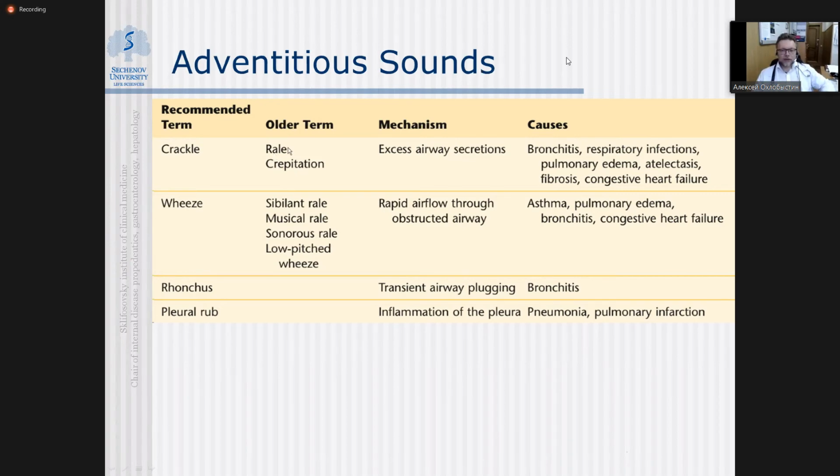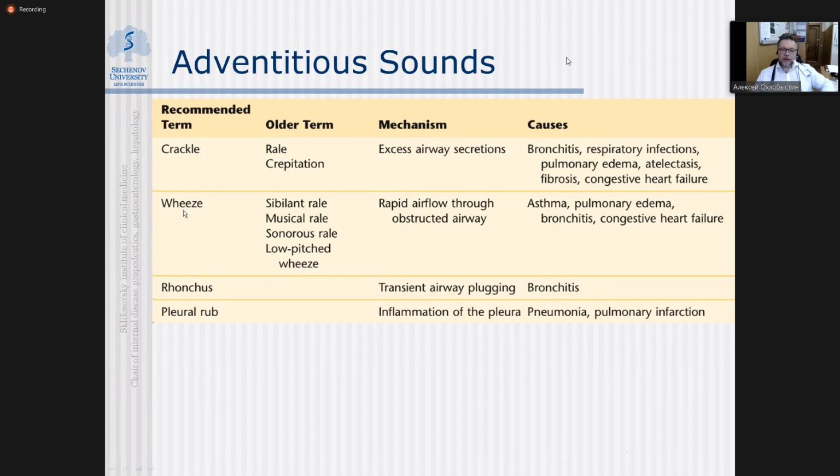Rales should disappear after coughing. Crepitation will not. That is a basic marker indicating whether it's literally secretion in the airways, or whether it's a problem in the pulmonary parenchyma, like pulmonary edema, or pneumonia, an infection of the pulmonary tissue of the alveoli.